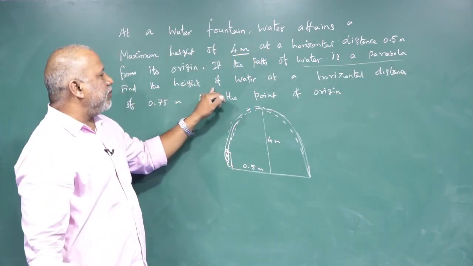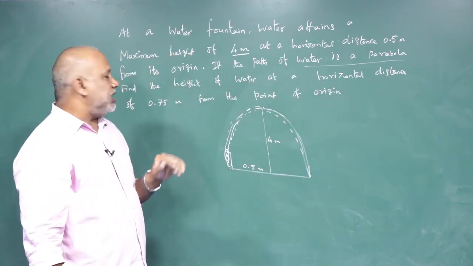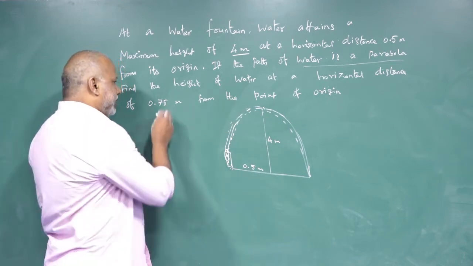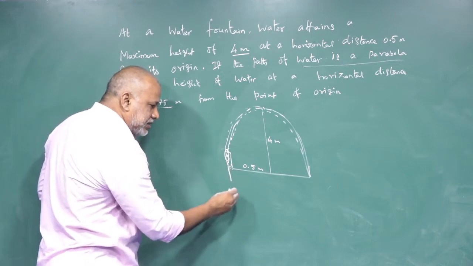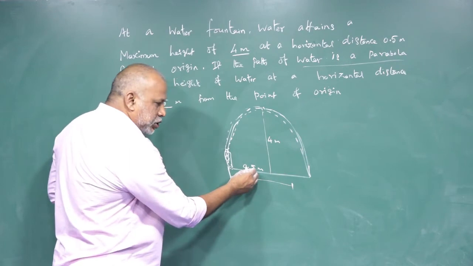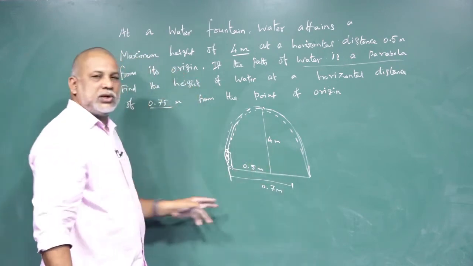Find the height of the water at a horizontal distance of 0.75 meter from the point of origin. Now listen carefully. 0.75 from the origin. This is the starting point. Consider this as the origin place. From this, already 0.5, and 0.75 from the starting place.